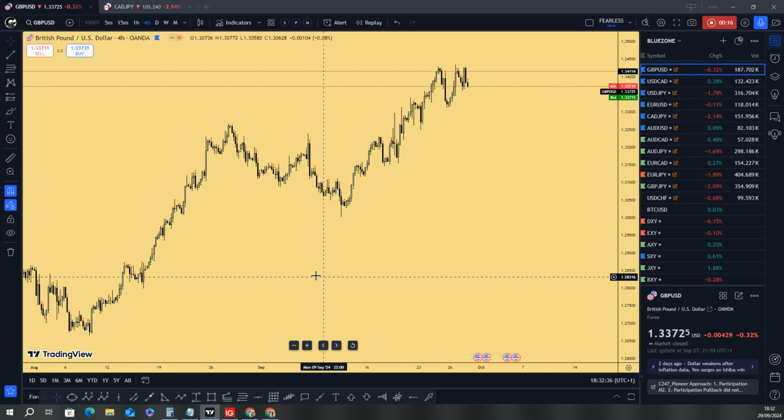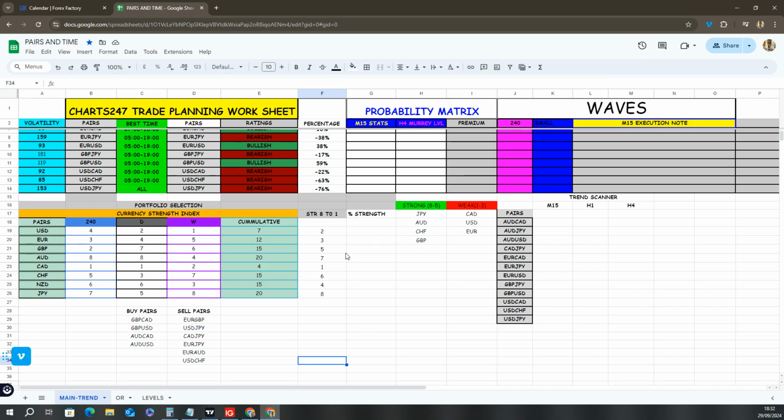So, in today's episode of the weekly trade planning session, where we do our weekly plans and the portfolio selection, which I have done. There is a slight change in the daily and the 4-hour numbers.